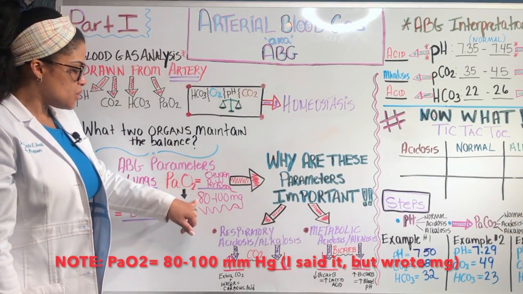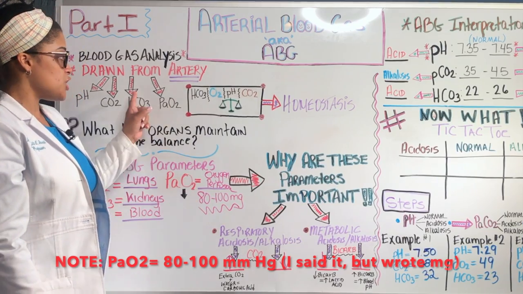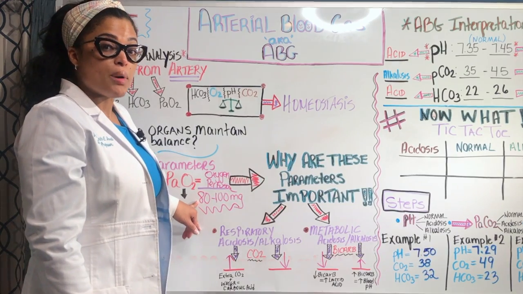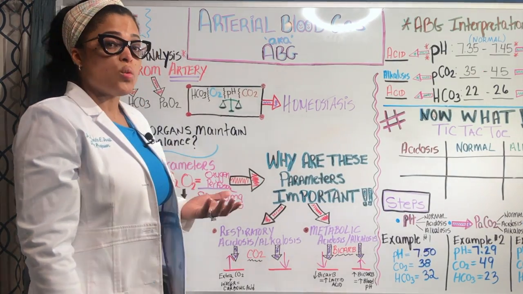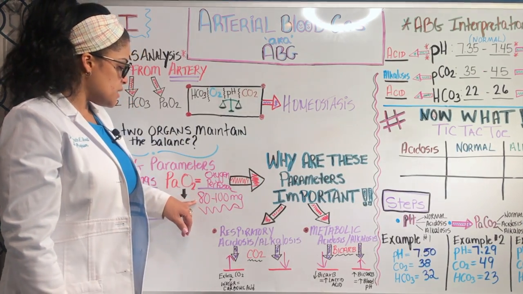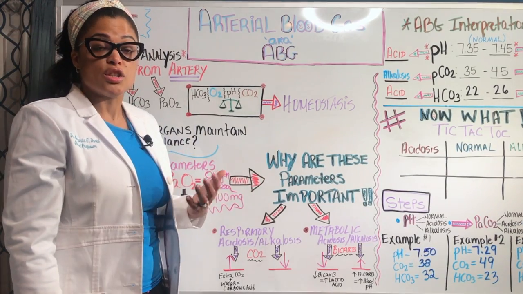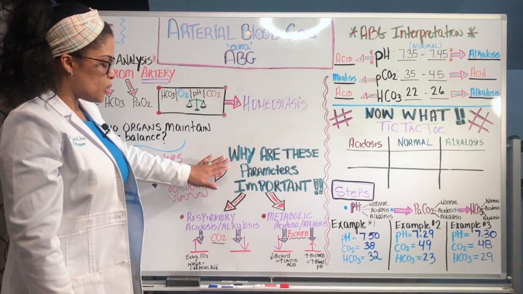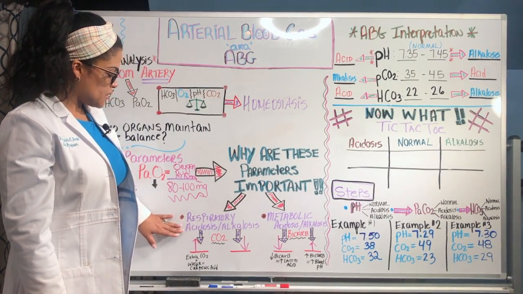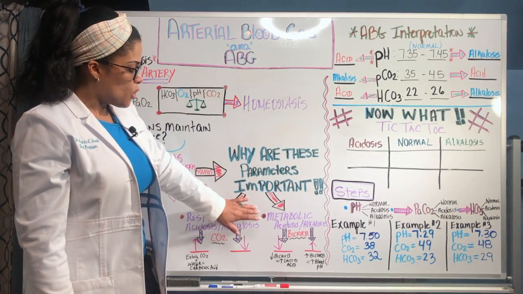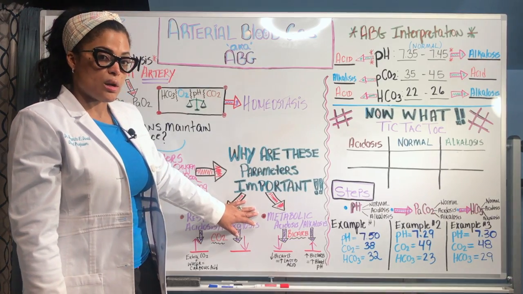If the O2 level in your blood, arterial blood, drops below 80, that can mean hypoxia. So what can you do in those types of patients? They determine from these numbers if the patient needs additional oxygen. So these parameters are very important in order to determine if the person is under respiratory acidosis or alkalosis, or metabolic acidosis or alkalosis.